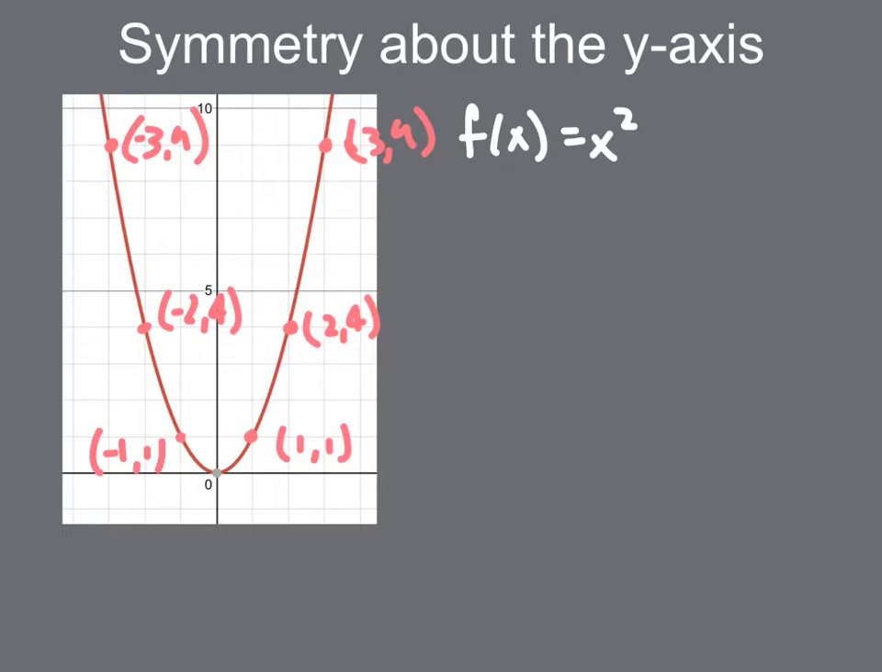When we look at this, each of these values are just reflected across the line x equals 0, or the y-axis. That's our line of reflection. Each of them are equidistant from our line of symmetry or line of reflection, however you want to call it, but we'll call it line of symmetry.